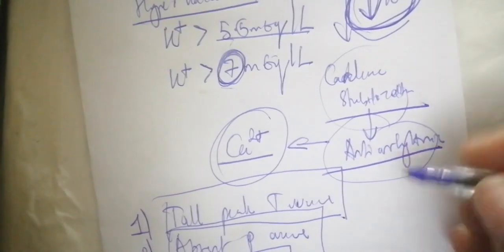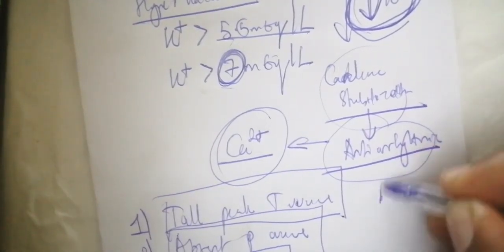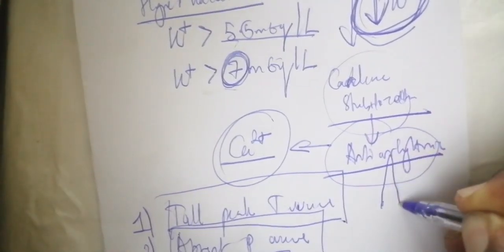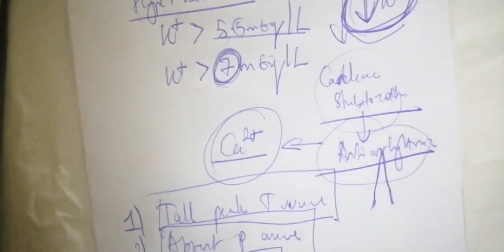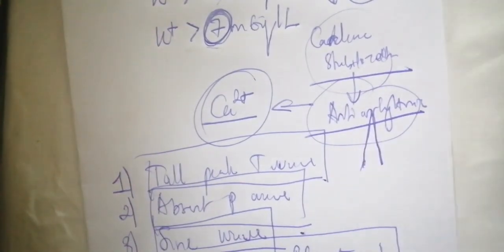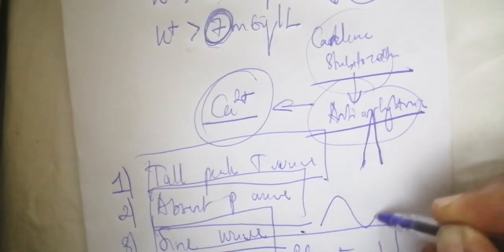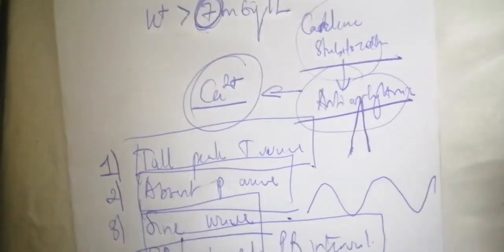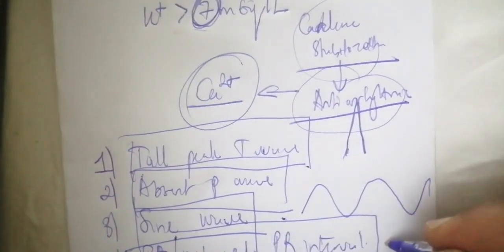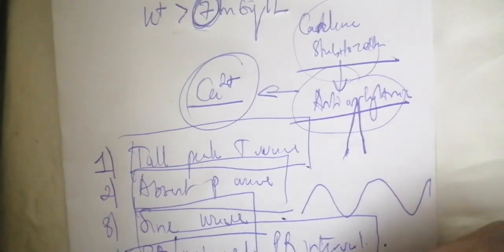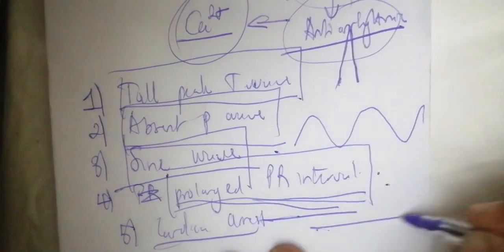So how do you evaluate a tall peaked T wave? You have a T wave that's just like that. Is it clear? If you have a T wave that is just like that, it's a tall peaked T wave. The absent P wave is already known. For the sine wave, you have something like that, just like a sine curve. That's the sine wave. The prolonged PR interval you have already visualized, and a cardiac arrest is just going to be shown as a line.